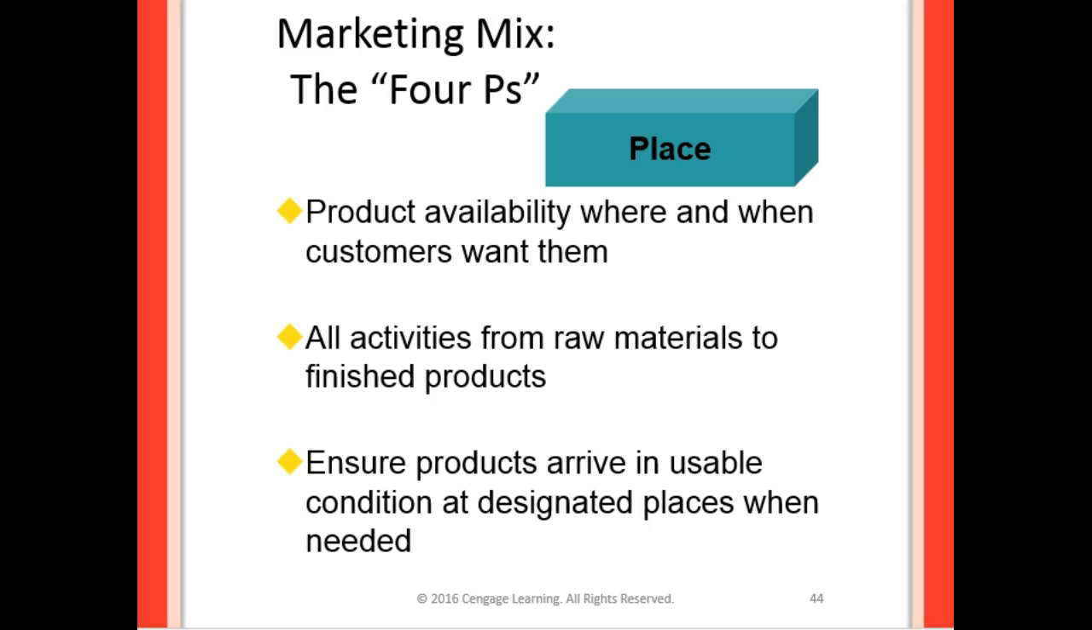Place, which is also known as distribution, and the goal of this element is to ensure that products arrive in usable condition at the right place at the right time. And the right time is just whenever customers need or want them. All activities from raw materials to finished products, the second bullet there, it takes place from getting the raw materials of the products to the place, the warehouse or the factories, getting them from the factories to the distributors to the stores, and all the way down through that channel of distribution.